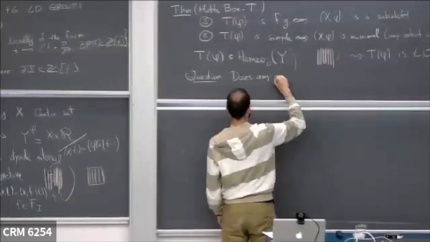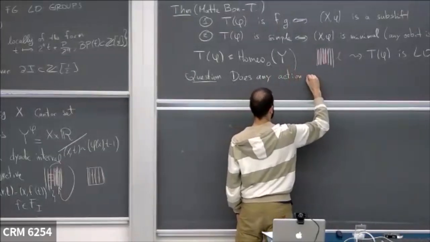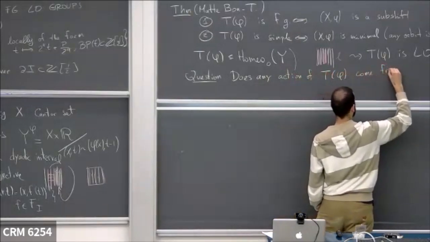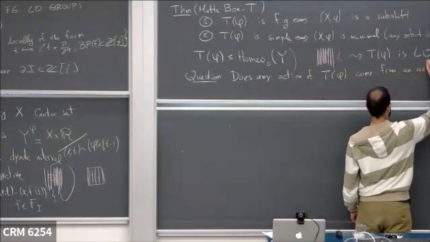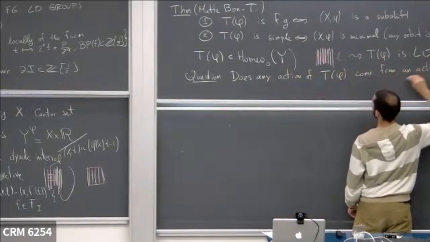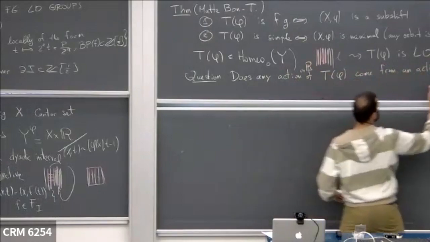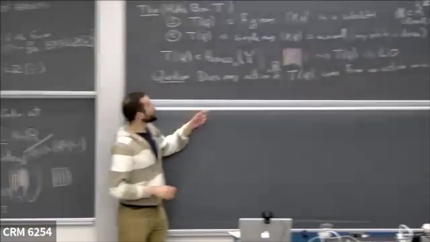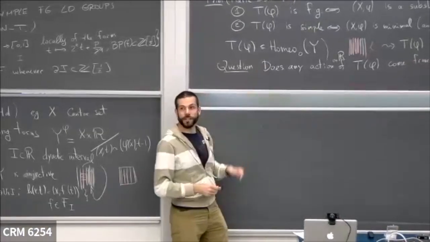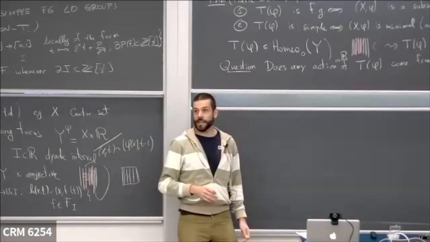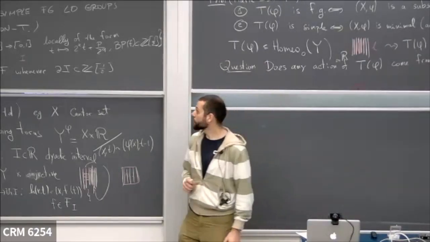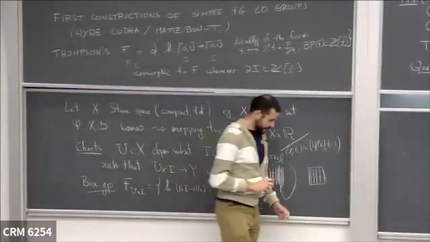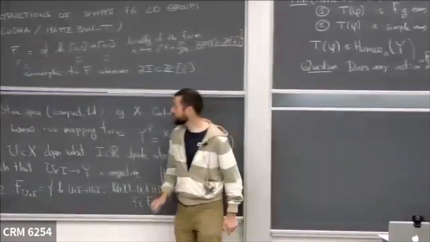So does any action of T phi come from an action on R, an action on a leaf? I will be more precise on that. I will state one result that goes in this direction. But before doing that, I have to explain to you which is the difference with the construction of Iden-Loda. Sorry, Michele.